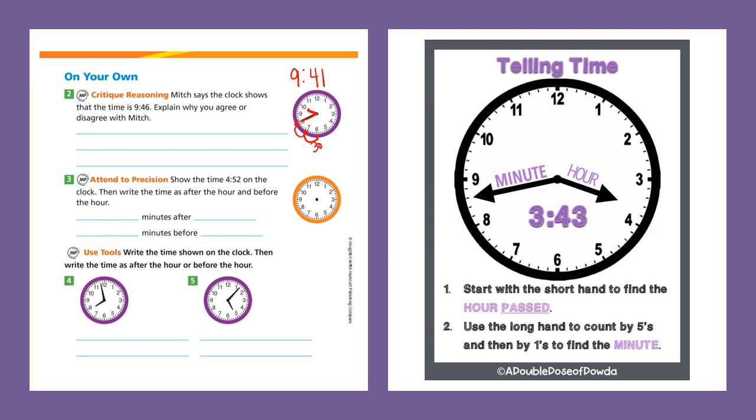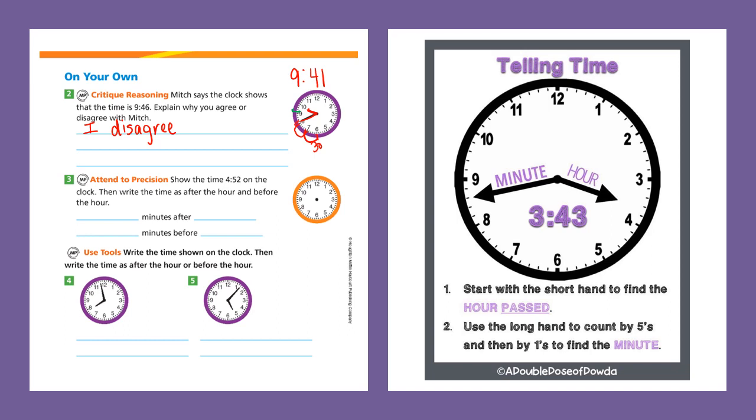So let's look at what Mitch said. Mitch said that the clock shows 9:46. So I disagree with him. And the mistake that he made, he's off in the minutes by 5 minutes. So 9:46 would actually be right here. Okay, so if the minute hand was pointing to where the green mark is, then I would agree that it was 9:46.